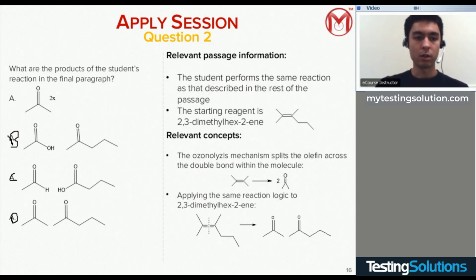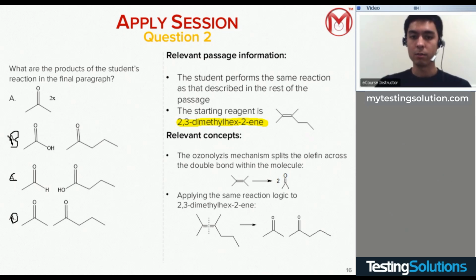So what are we considering here? In the last paragraph, the student is performing the same reaction as in the rest of the passage, just using a slightly different reactant up front. Okay, the starting reagent is 2,3-dimethylhex-2-ene. Okay? So you can draw that out. That's what it looks like.